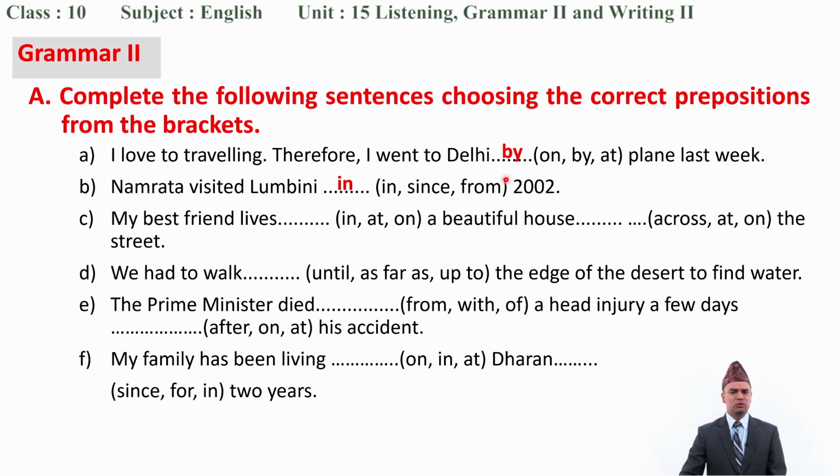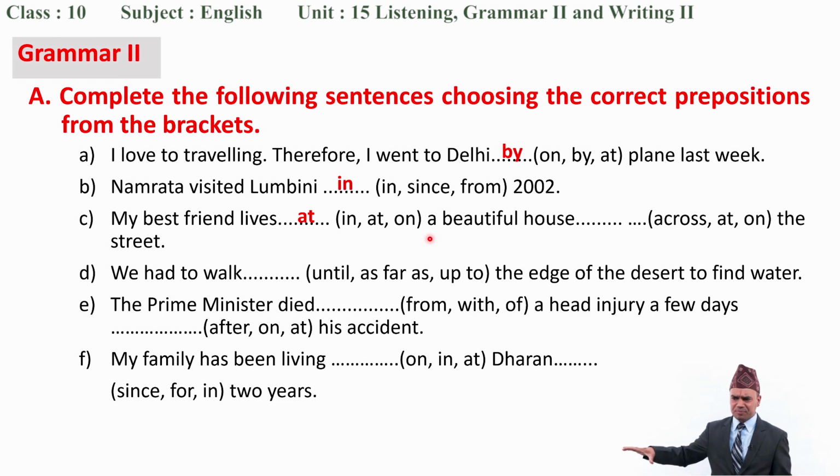Namrata Lumbini in 2002. 2002 is a particular year, so we have to use in here. My best friend lives in, on, a beautiful house across on the street. Can you guess it? My best friend lives at a beautiful house. House is a small place. House, airport, like that. Small places you have to use at. That's the rule. I'll tell you the rule again, but I'll give a little bit of clues now.